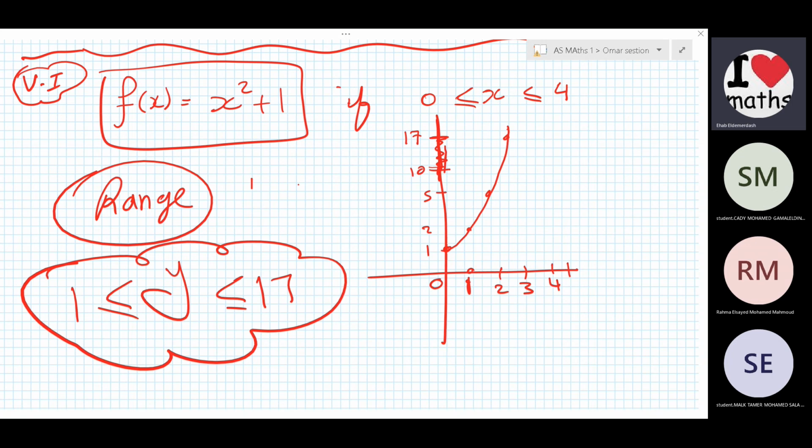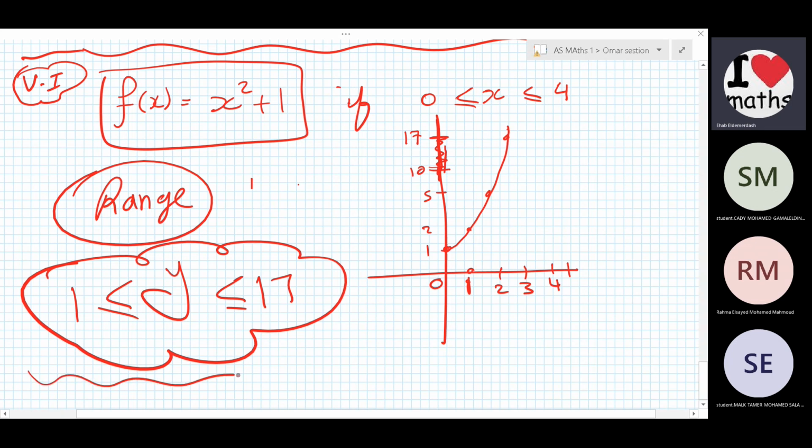علشان الفانكشن هنا it is limited function. It started from the 0 to 4. So my image goes from 1 to what؟ 17. يبقى انا I can make the range could be different in some question. انت فاهمين اللي انا بقوله هنا ولا حاسه ان هو صعب؟ فاهم.